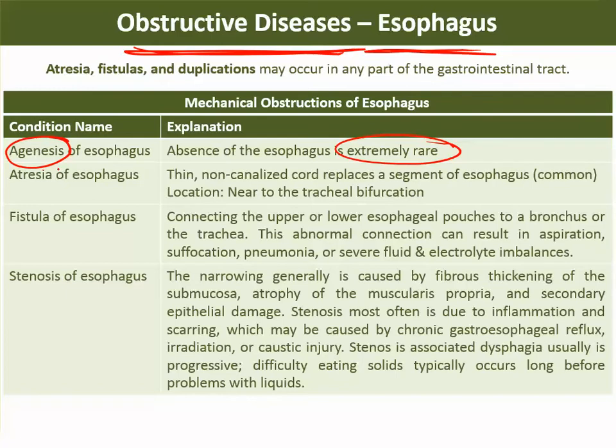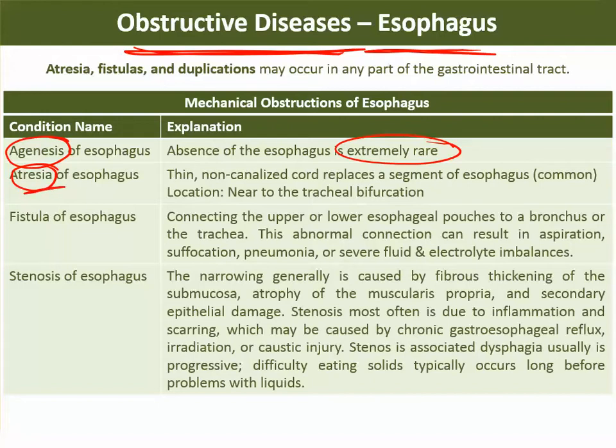Then atresia. Atresia means, esophagus is a tube, right? It's a tubular organ, like a pipe. We call it a food pipe. Being a tubule means it should have a hole, it should have a lumen. Instead, if the lumen is absent, it is like a sheet. So that is called atresia.